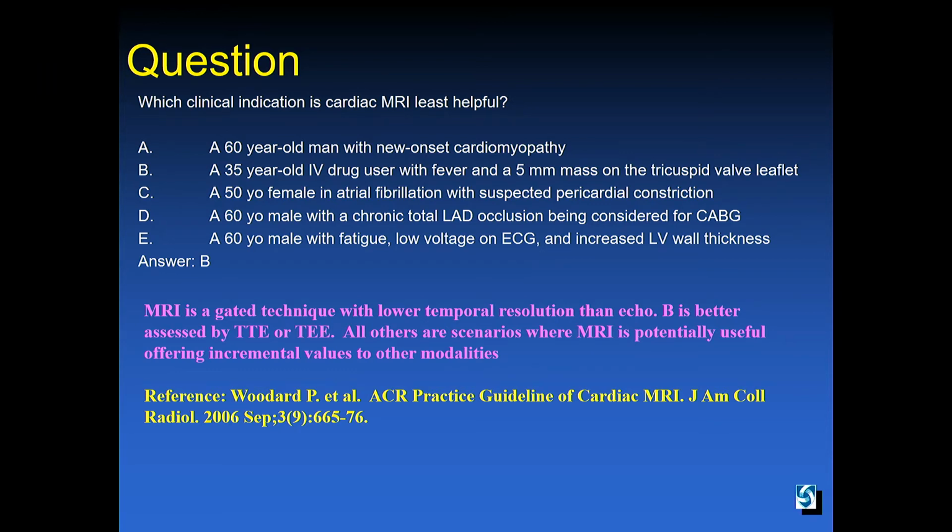I've listed a reference there for a current practice guideline of cardiac MRI for your review. Hopefully you find it useful.